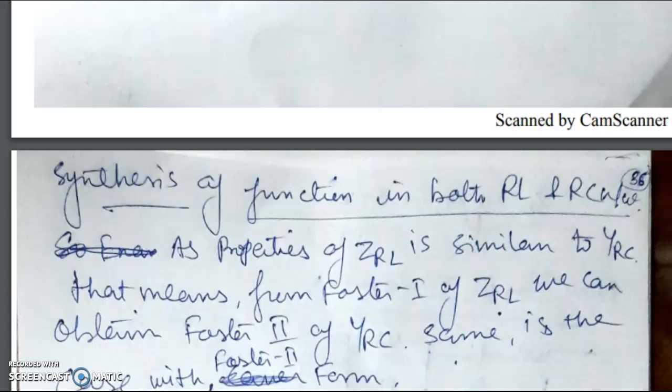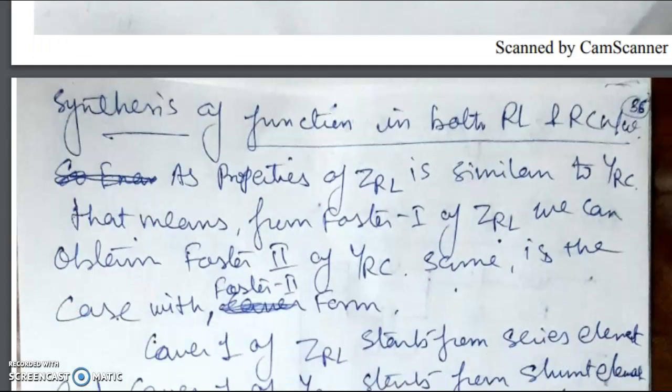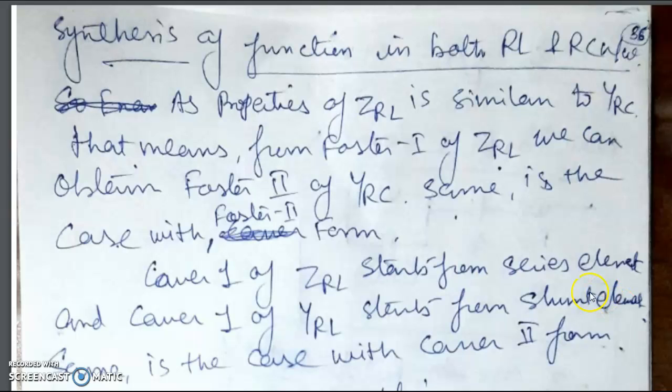Now suppose for any given function we have to find out both RC and RL network. It is possible because the properties of the impedance of the RL network are similar to the properties of the admittance of the RC function.